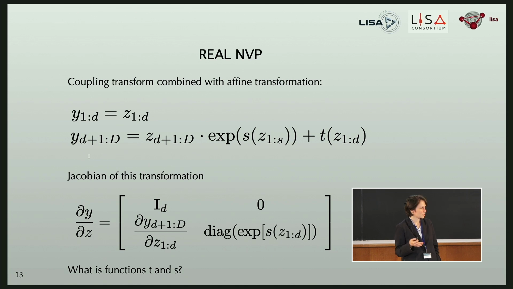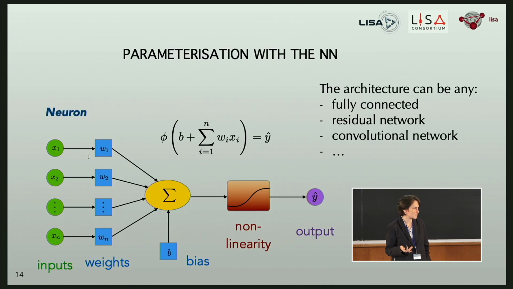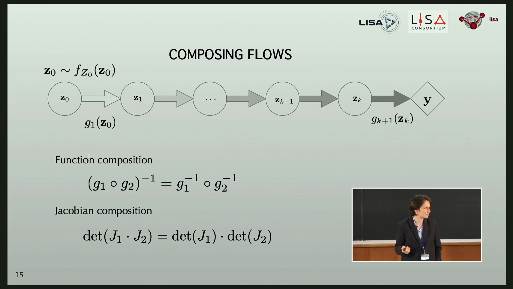In this transformation, you see that there are some functions S and T, and these functions can be parameterized with any neural network. So it can be fully connected, a residual network, or any network that you think works best for you. In addition to that, to be able to learn complicated distributions, you might want to make several transforms in a row. This is where the name flow comes from, so you make this transform iteratively.